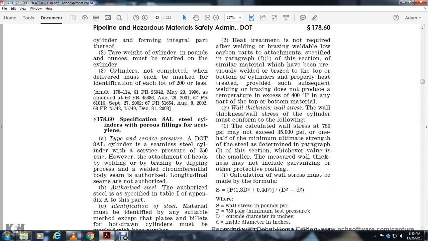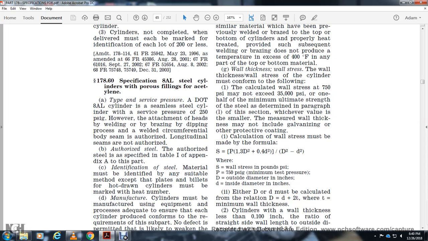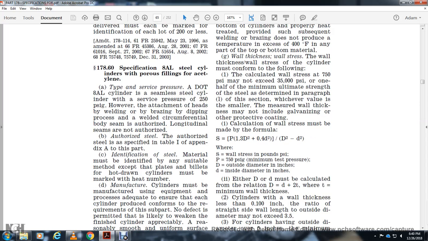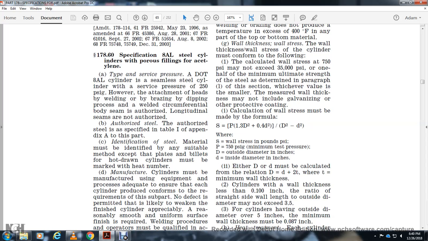Material must be identified by any suitable method, except for the plate of the billets, and hot drawn cylinders must be marked with the heat number to manufacture. Cylinders must be manufactured using a process adequate to ensure that each of the cylinders produced conforms to the requirements of the subpart. Uniform surface finish is required, welding.